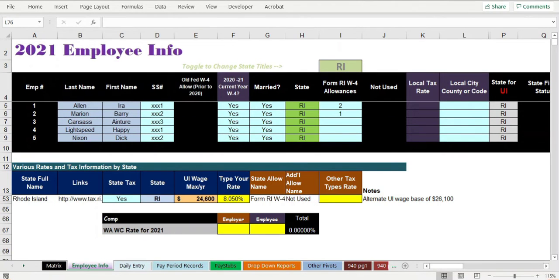Welcome to Payroll 2021 in Excel. Let's talk about one of the smaller states. It's Rhode Island. It's nice to see Rhode Island after just getting done with Oregon. Oregon was one of the most complicated states. Rhode Island is not nearly as bad. There is a little state disability to deal with, but other than that, the rates are pretty easy.